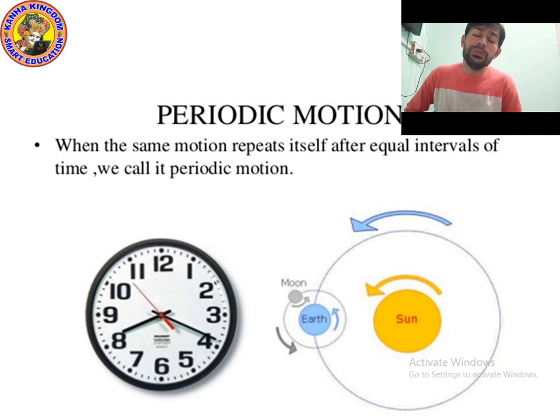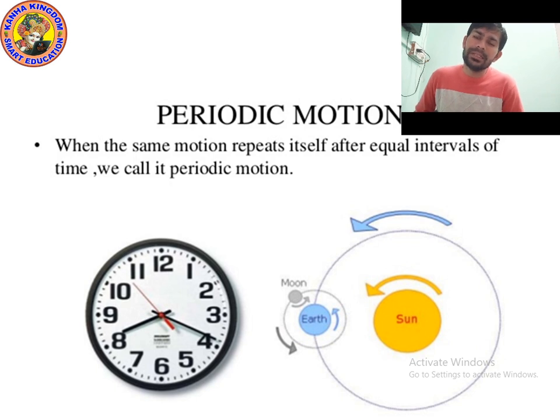Even you know that the earth rotates on its own axis. The earth rotates on its own axis, so it takes 24 hours to complete one oscillation. One oscillation means time taken. It takes a fixed time period.